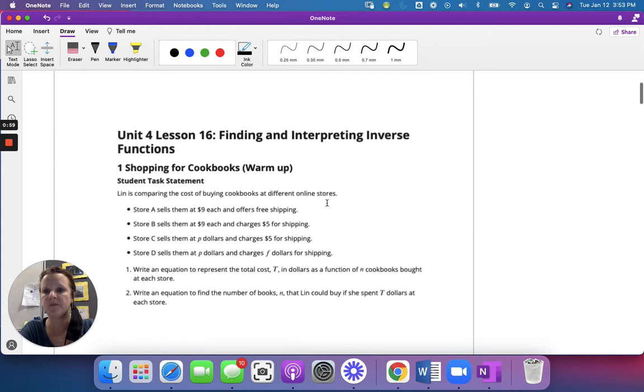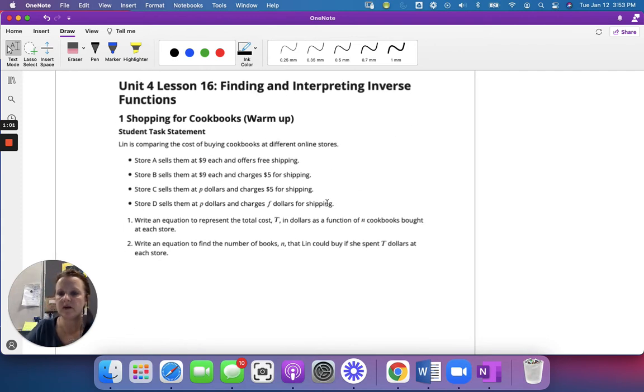Let's get into it. So first of all, shopping for cookbooks, the warm-up. Lynn is comparing the cost of buying cookbooks at different online stores. Store A sells them at $9 each and offers free shipping. Store B sells them at $9 each and charges $5 for shipping. Store C sells them at P dollars each and charges $5 for shipping. Store D sells them at P dollars and charges F dollars for shipping.